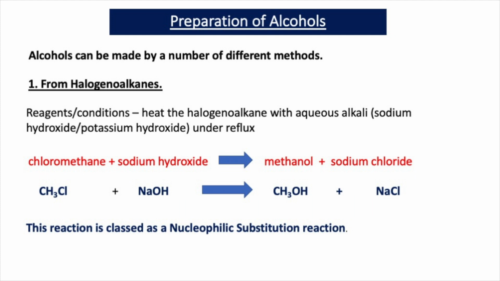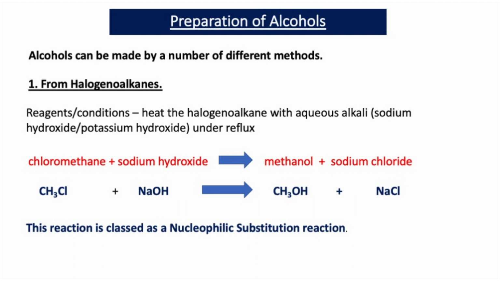Now in the next section of this video, we're going to look at the different ways that alcohols can be prepared. And our first way of making an alcohol is from a halogenoalkane. Now if we heat a halogenoalkane with aqueous alkali such as sodium hydroxide or potassium hydroxide, and we heat it under reflux, we will form our alcohol and halide.